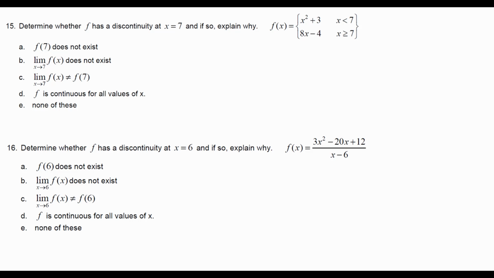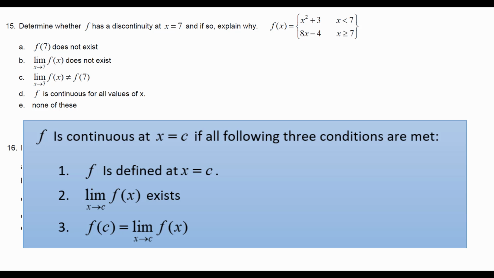Number 15. Determine whether f has a discontinuity at x equals 7, and if so, explain why. My f of x equals x squared plus 3 if x is less than 7, and it is 8x minus 4 if x is greater than or equal to 7. To determine discontinuity at x equals 7, we've got to use the definition of continuity. So recall the definition of continuity. f is continuous at x equals c if all three conditions are met. And the first condition was whether f is defined at 7.